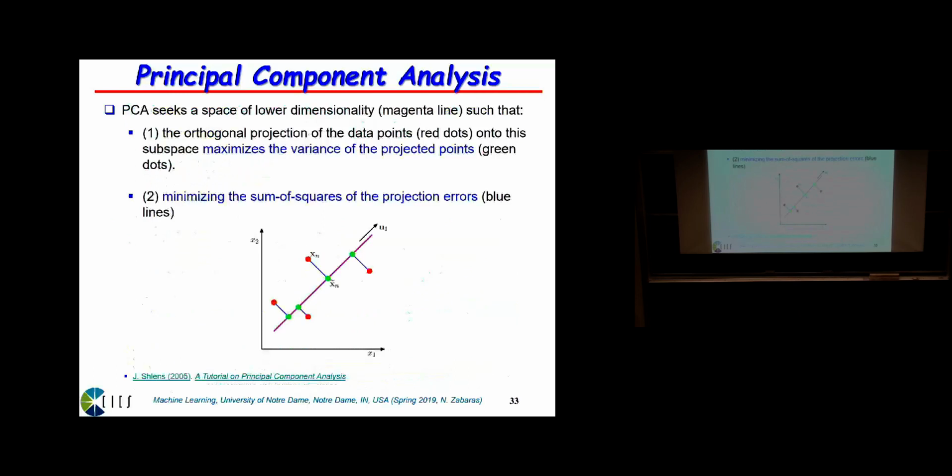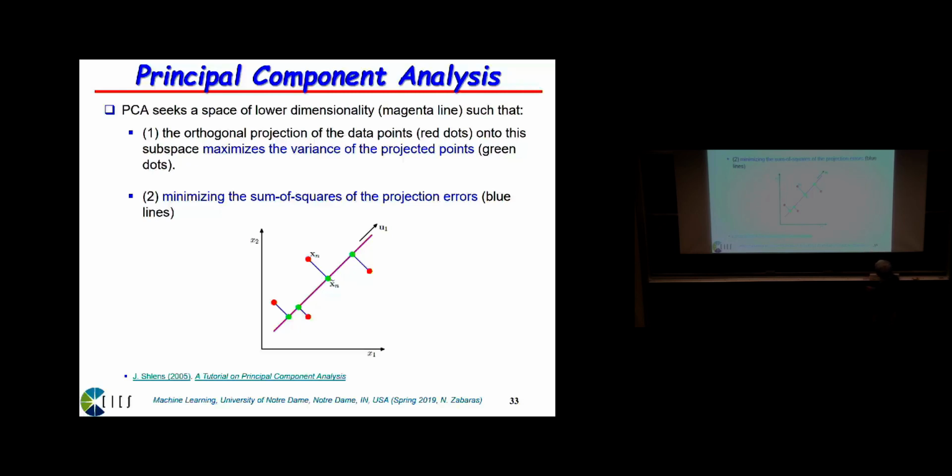So I'm going to give you 2 formalisms from where historically PCA came. One of these formalisms says, find a projection of the data in a low-dimensional subspace that maximizes the variance of the projected points. You can see this in 1 dimension. These are projected points on this line, right? If we do the projection here, we want these points to have maximal variance.